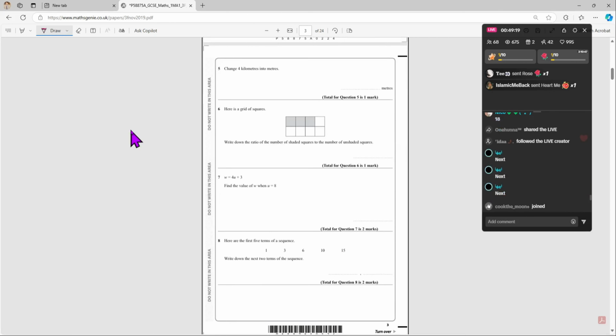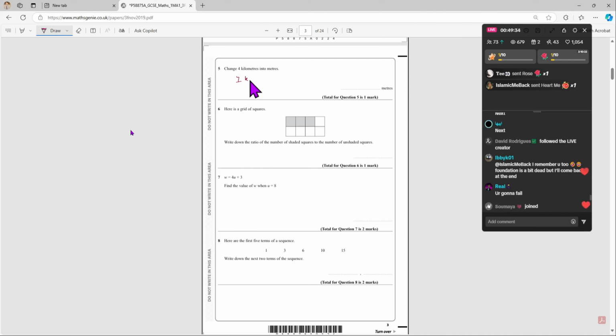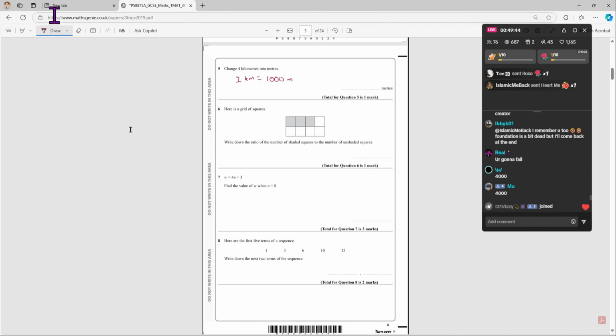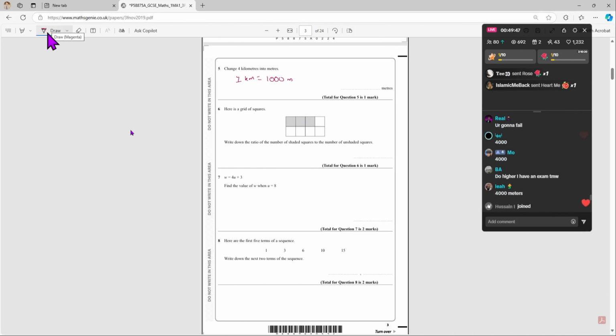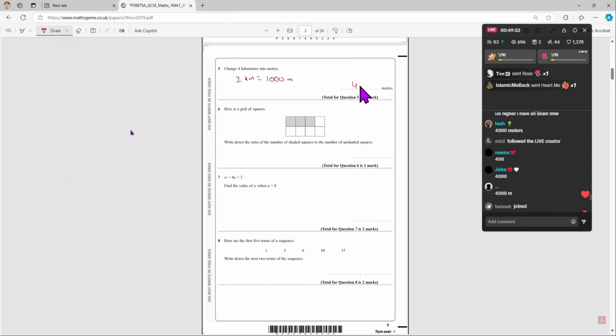So question number 5. Change 4 kilometers into meters. So it's going to be conversion. I'm going to give you a clue, guys. 1 kilometer is 1,000 meters. So how much is 4 kilometers in meters? Tell me in the chat right now. This question is worth 4 marks. Yes, it is 4,000 meters. Whoever got 4,000 meters, you're correct.